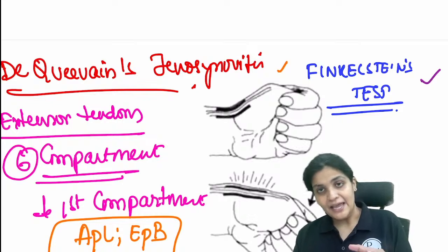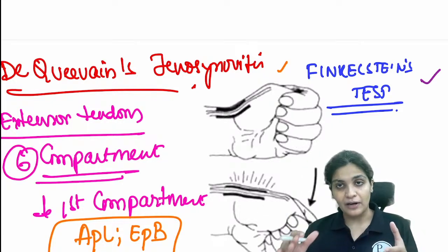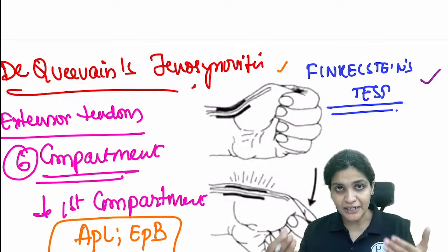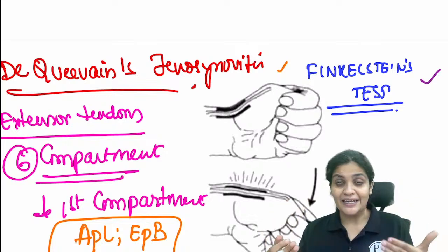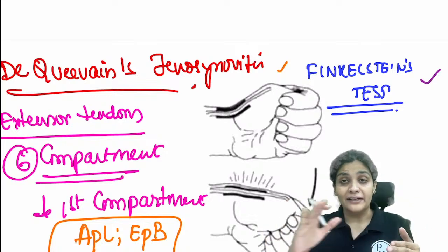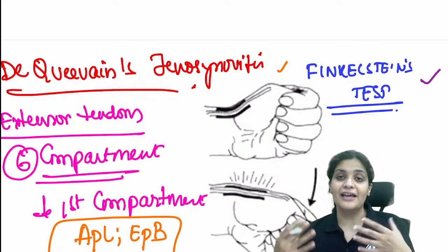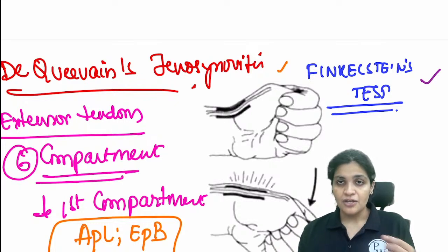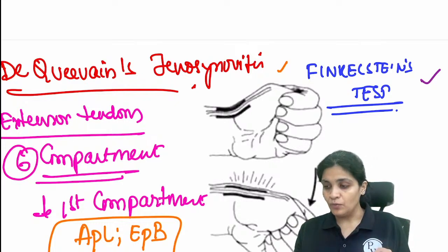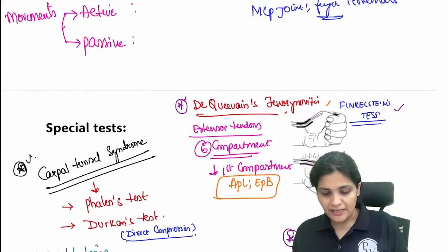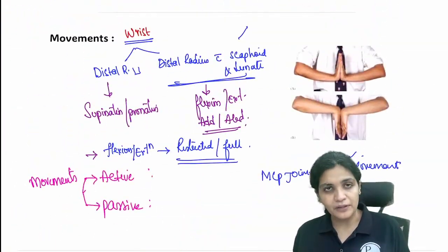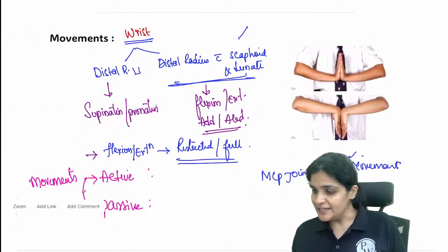That is tenosynovitis, right? The synovial layer present around the tendon is called the tendon sheath, and when the tendon gets inflamed, the movement of the tendons inside this tendon sheath is affected, right? Understood? So this is about your tenosynovitis. That is about the special test. So we are done with the movements, and then we are done with the special tests.